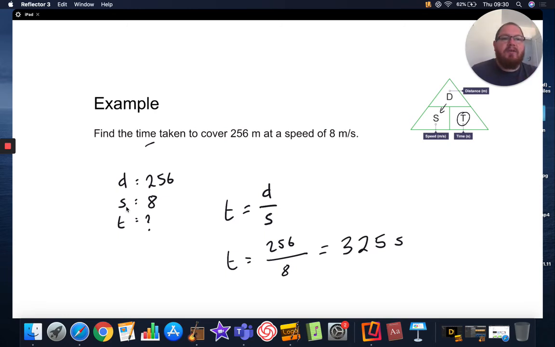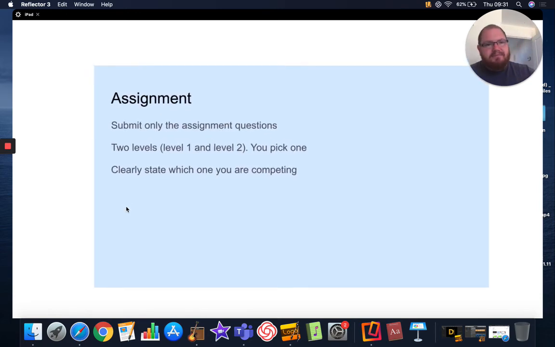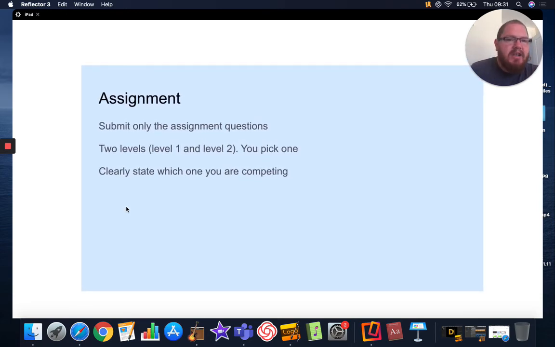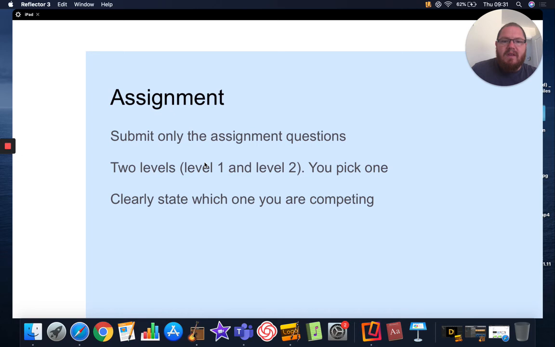So hopefully you've got this. If you're still not sure, go back and watch my examples. I've done 3 examples using the triangle every way. So we've got a formula to make D the subject, to make S the subject, and to make T the subject. So here's your assignment. We're only going to submit the assignment questions now. Obviously, there are no starting questions. There are no review questions. So you're going to pick either level 1 or level 2. There are 2 levels, and you clearly state which one you're completing. Otherwise, it's hard for the teacher to know which one you're doing.